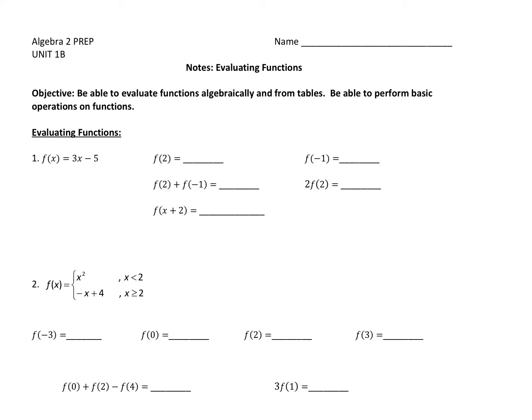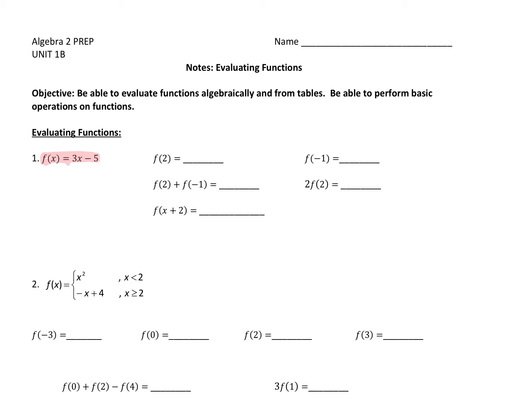In this video, we are going to talk about being able to evaluate functions algebraically and from tables, and to be able to perform basic operations on functions. So let's look at number one. In number one, they give us this function f of x is equal to 3x minus 5.